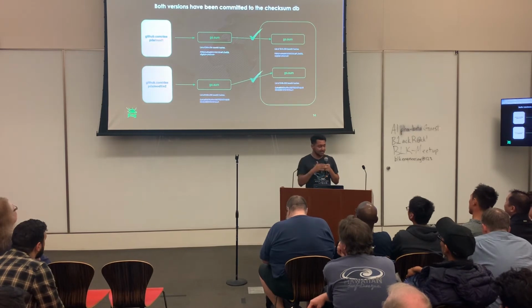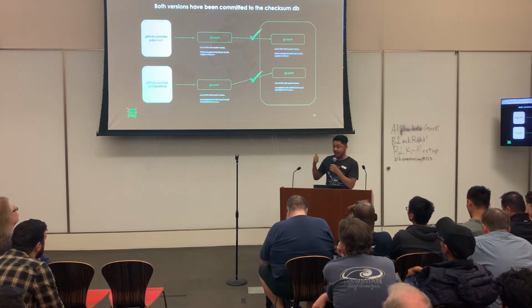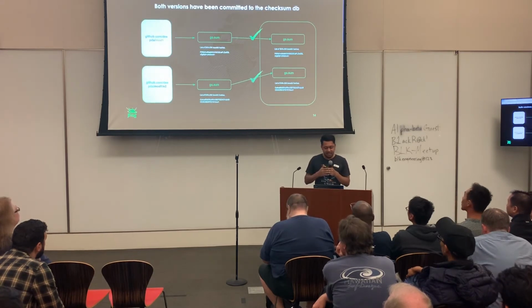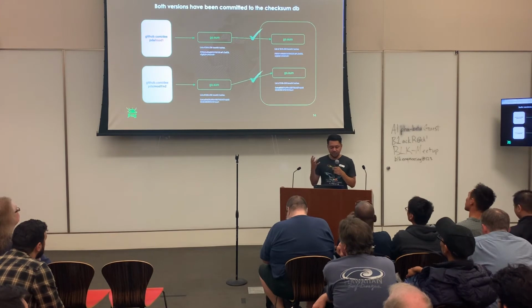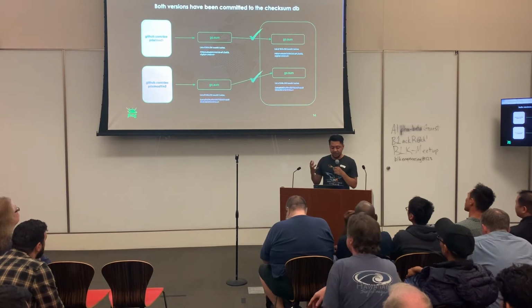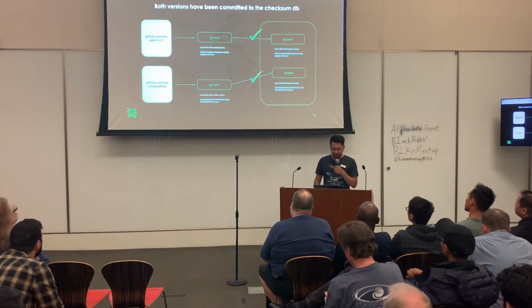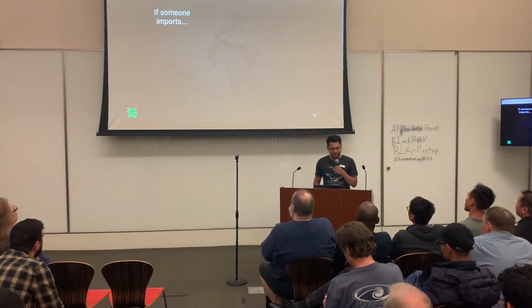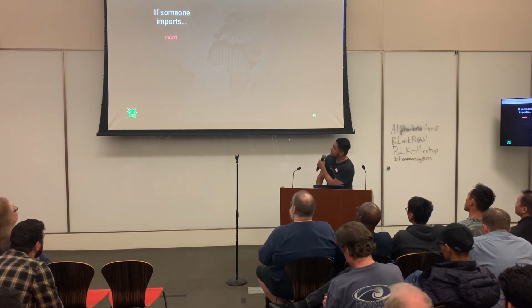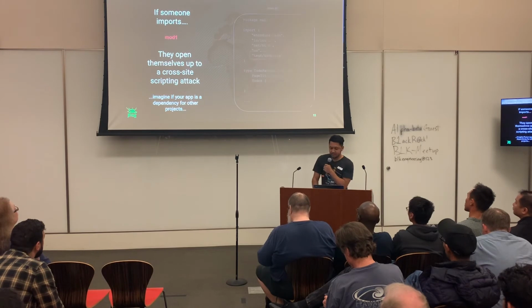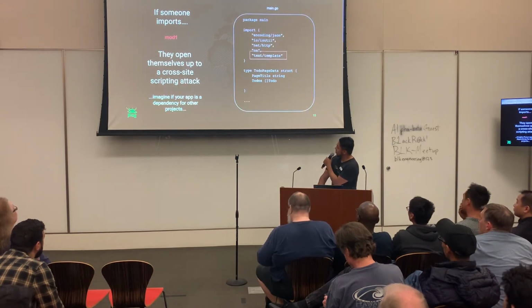So this is pretty great. I can inform all my friends that, hey, I fixed an issue. Don't use mod1, use this other version right here. But what happens in the real world is you're creating apps at different times, and you're importing dependencies at different times. Depending on your Go proxy, you might not be getting your dependencies updated in terms of the version in real time. This is an issue because if someone imports my module and it's still mod1 in this example, they open themselves up to a cross-site scripting attack.